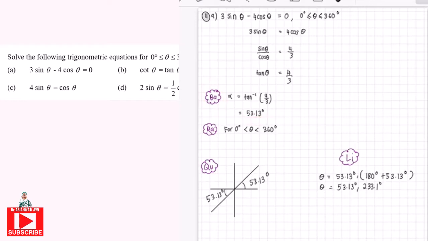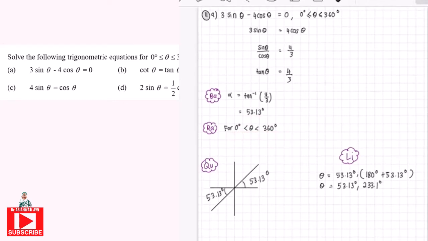And we know the range is 0 to 360 degrees, so we can find the quadrant. We know that positive tan is in quadrant 1 and quadrant 3. So we look here, and we can list the theta. First, 53.13 degrees, and then quadrant 3 is 180 plus 53.13 degrees.